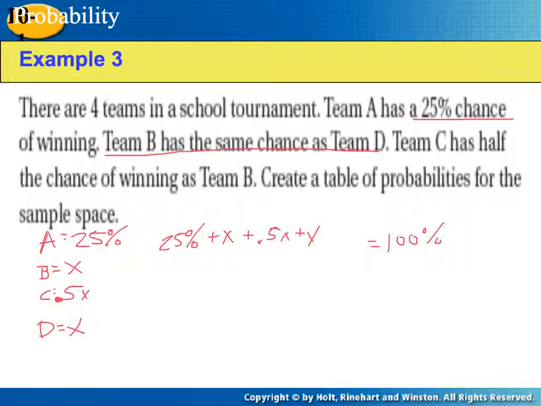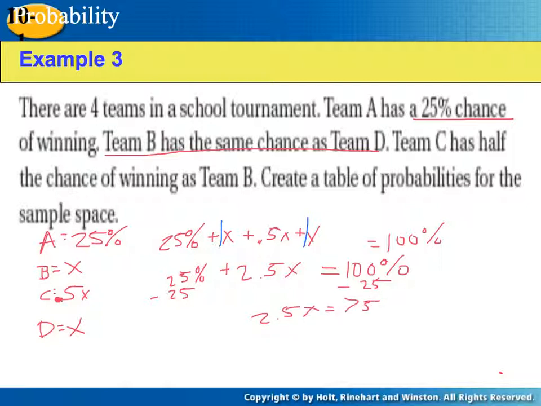Okay, 25% plus X plus 0.5X plus X equals 100%. Now I just need to start by solving for X. Well, I'm going to combine like terms first. So I'm left with 25% plus 2.5X. I get the 2.5X because I have 1X here, 1X here. 1 plus 0.5 plus 1 is 2.5X. Equals 100%. How do you get rid of that 25? You subtract. Subtract 25% on each side. You'll end up with 2.5X equals 75%.